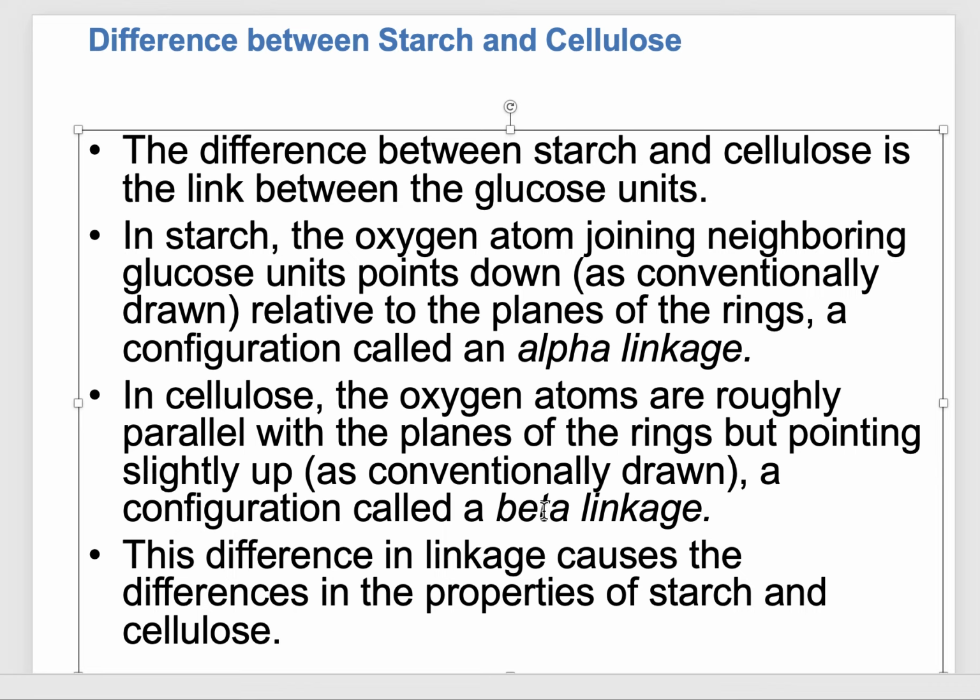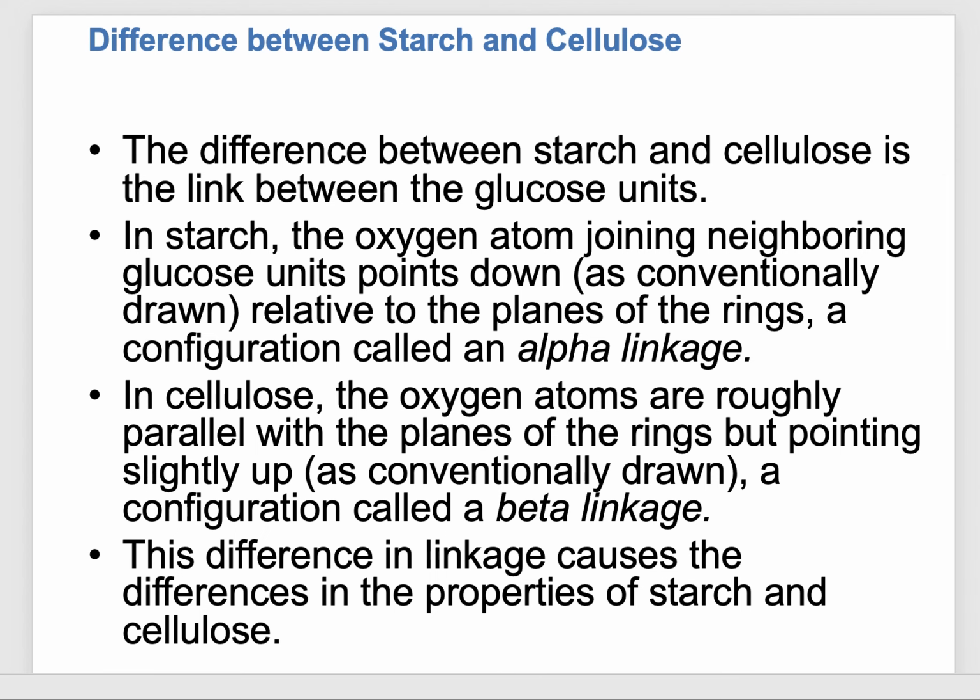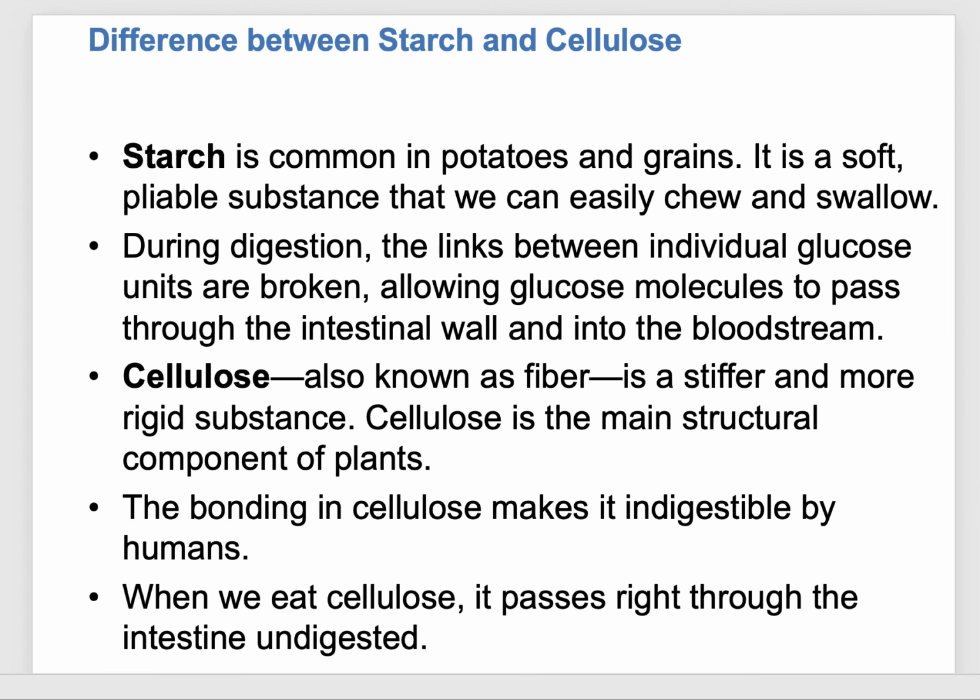And that's the indigestible form of polysaccharides, in cellulose, also known as fibers. Starch is a common form of polysaccharide, for example, in potato, in grains like rice, corn, and it's soft, and we can digest it. We can chew it and swallow and digest it.